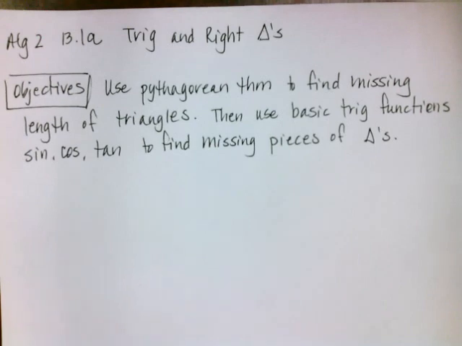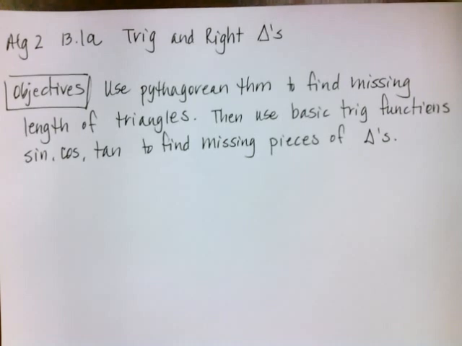Alright, so the first thing that we're going to do today is we're going to talk about using the Pythagorean theorem to find missing lengths of triangles, and then we're going to go back and review our basic trig functions, sine, cosine, and tangent. And then we're going to use those ratios to find missing pieces of a triangle.